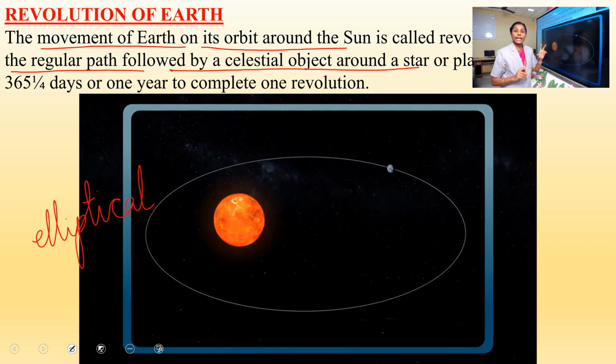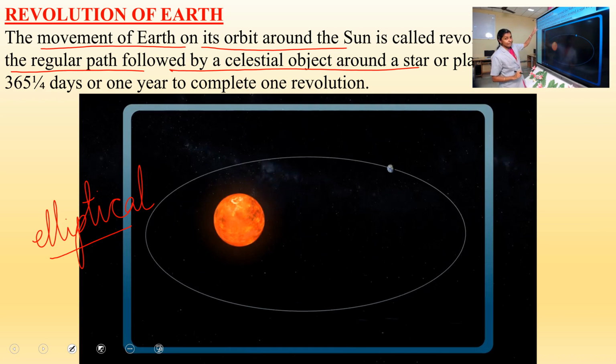Just like the shape of an egg. Okay? Or otherwise, for example, when you are trying to stretch a rubber band, it will be elongated. So it will be stretched. The same way, the orbit of the earth is also stretched. It is elliptical. We call it elliptical. It is not circular. It is elliptical. Just like the shape of an egg.